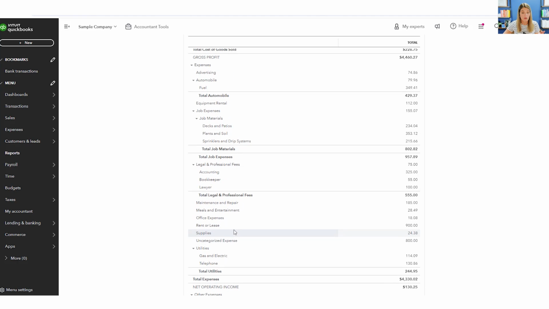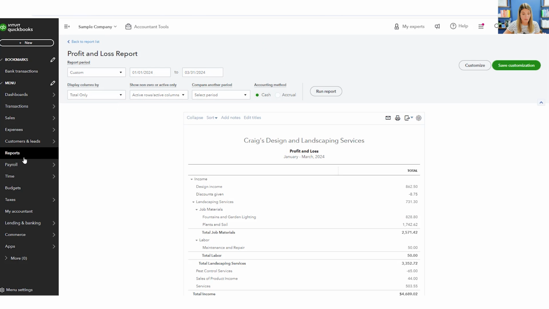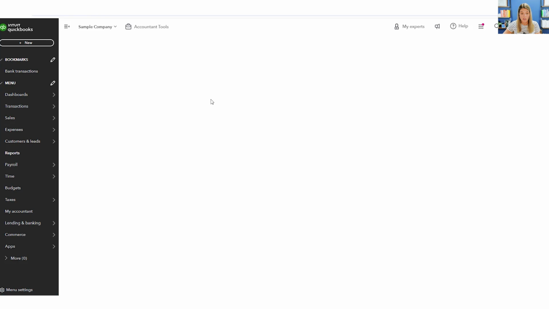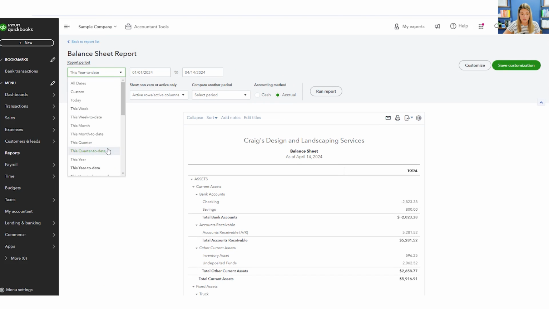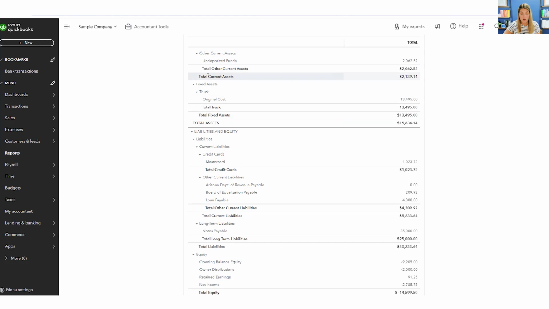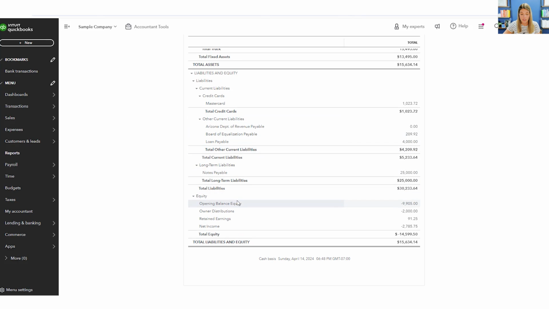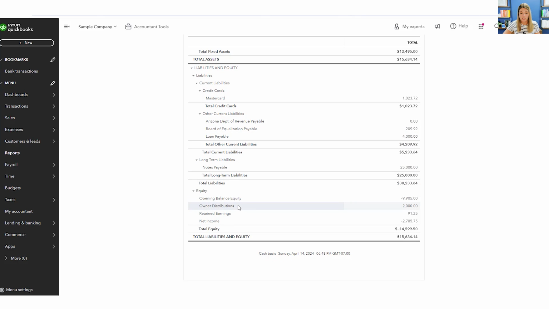All right, so what I want to do now is show you where to find that. Go to reports over here on the left, and then you're going to look at your balance sheet, and then we're going to pull this. We'll do this for the same thing, last quarter, run it as cash, and then you'll scroll all the way down. Assets are first, liabilities are second, and then down here is that owner's distribution. And what this does, when we draw money out, it creates a negative equity transaction. So this is making the whole business go more into the negative.